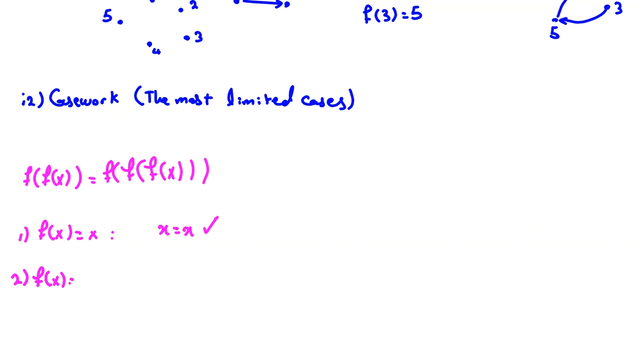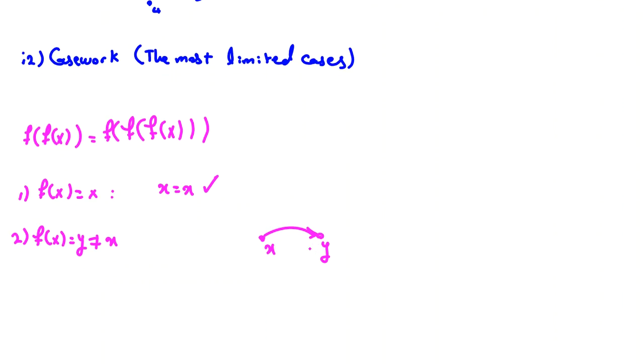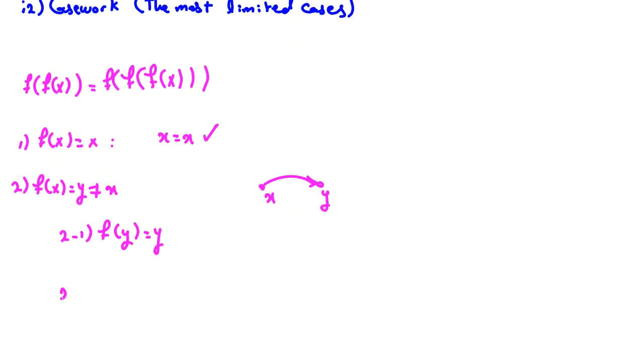Suppose f of x is y, where y is not equal to x. So it means x goes to y. Now again we have three cases. y goes to x, or y goes to y, or y goes to a third element. Okay. So case 2.1: f of y is y. Case 2.2: f of y is x. Case 2.3: f of y is equal to z, where z is not x or y. Okay, let's consider these three cases.